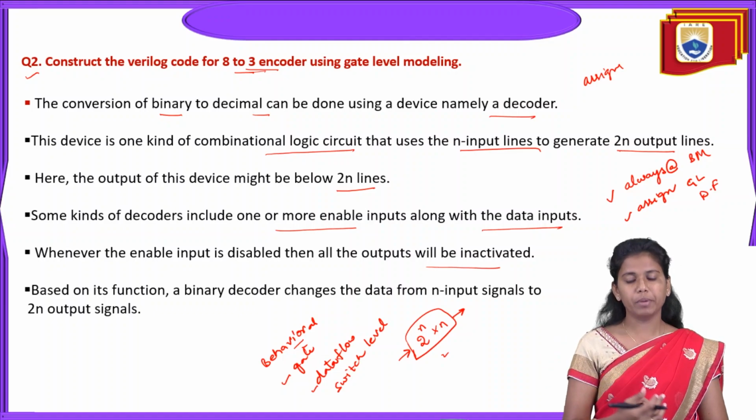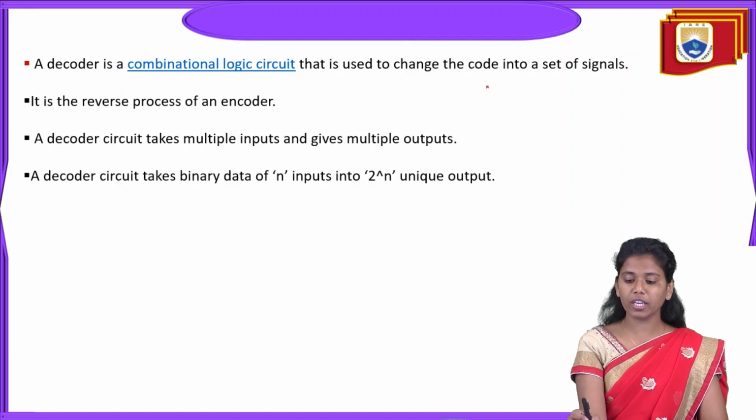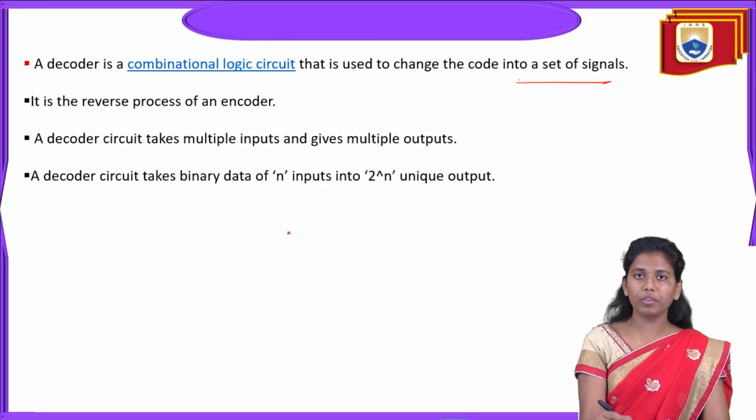So here we will see this is a decoder, a combinational logic circuit that can change the code into a set of signals. Here it is a reverse process of the encoder. Obviously, the encoder is the opposite of the decoder, right?